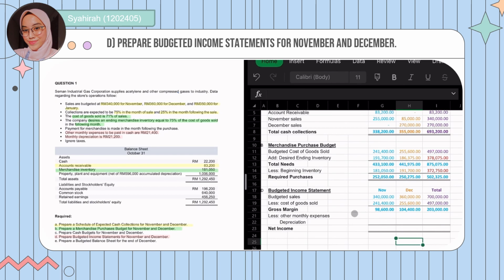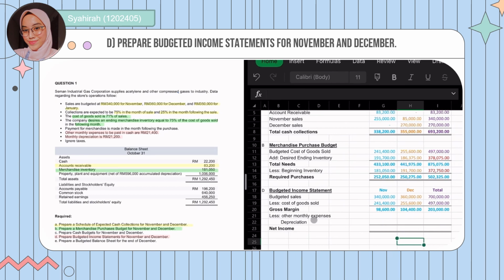So after we get the gross margin, we have to minus other expenses, which is other monthly expenses and depreciation, which have been given here in the question. It says that other monthly expenses to be paid in cash are 21,400, and then the monthly depreciation is 21,200.